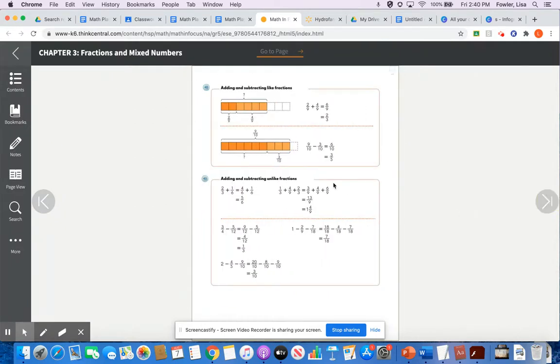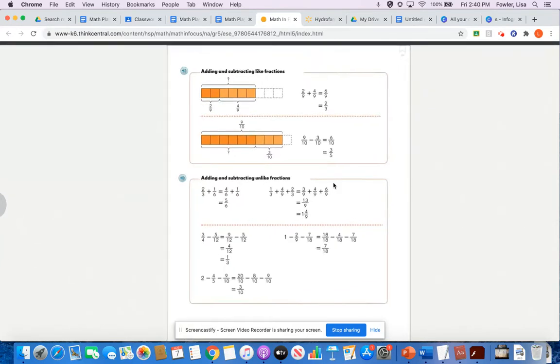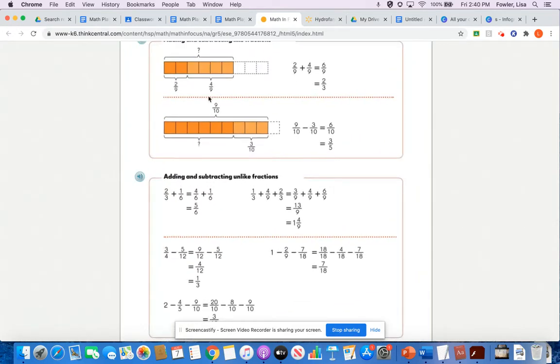Also, you used bar models in the past to add and subtract like fractions. So these ones both have a denominator of 9. So you can add 2 ninths and 4 ninths really easily just by looking at the numerator. 2 plus 4 is 6. So you have 6 ninths. You can reduce that to 2 thirds.